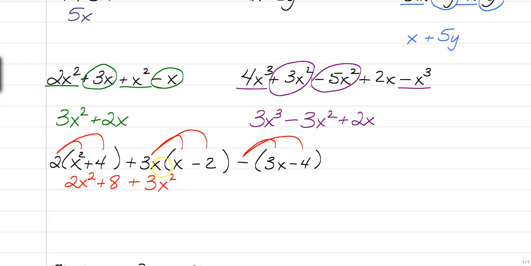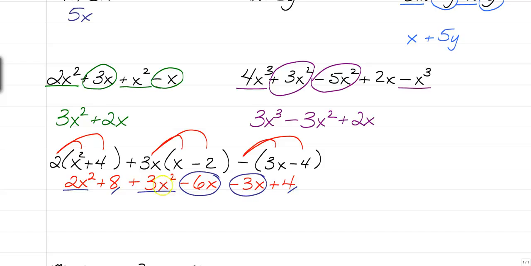And 3x times a negative 2 is a negative 6x. Finally, we distribute the negative to both of these, and we have a negative 3x and a positive 4. Once you are finished with that, you can go and combine all of your like terms. So we have some x squareds, we have a few x's, and then we have our constants, meaning they do not have a variable, it's just a number.